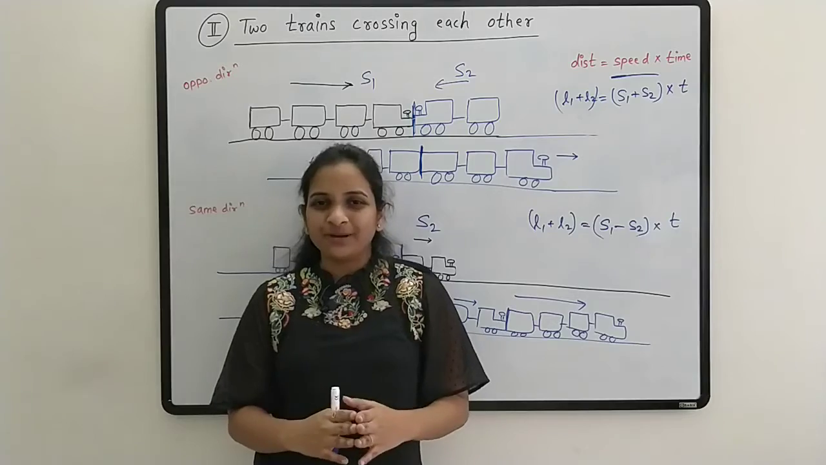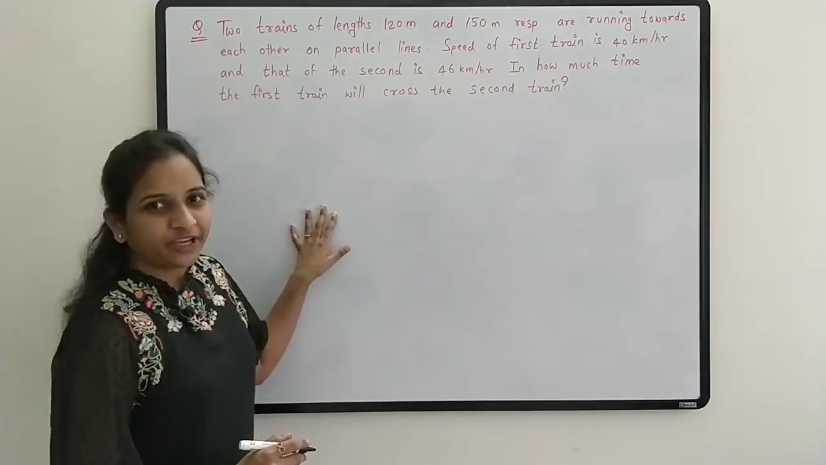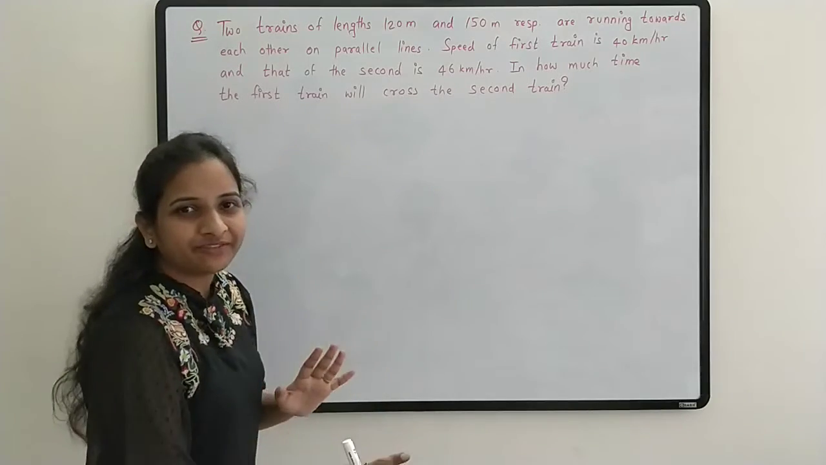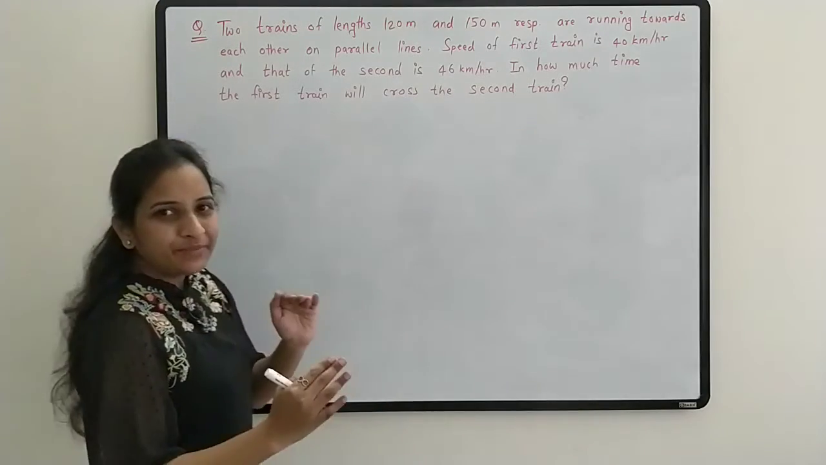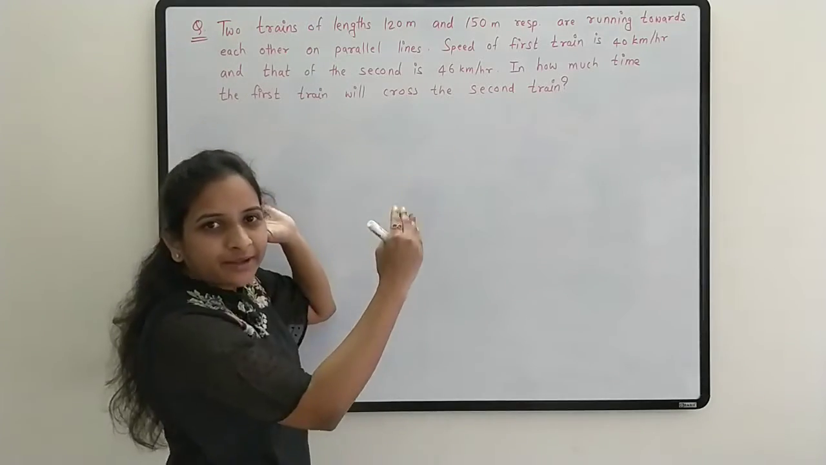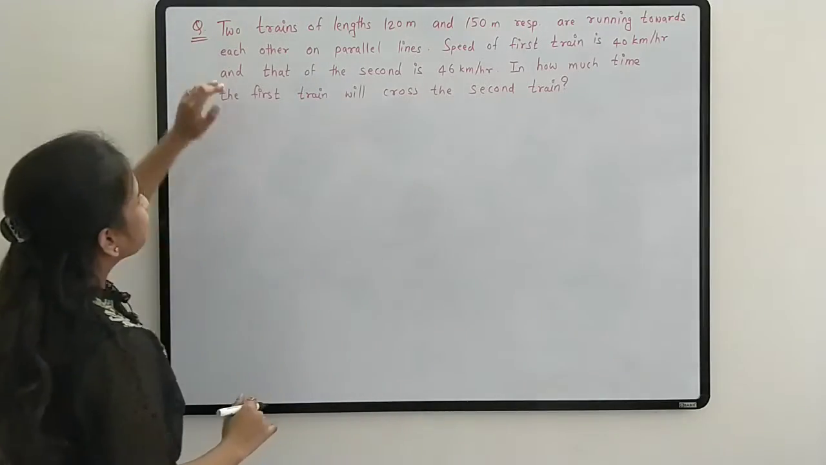Now let's solve a few problems. Let's solve this problem together. Okay, don't get afraid by seeing a big question. It's just lengthy, not difficult. It's very easy. So one simple solution for this: don't decode the whole question at a time. Decode the small parts. Okay.